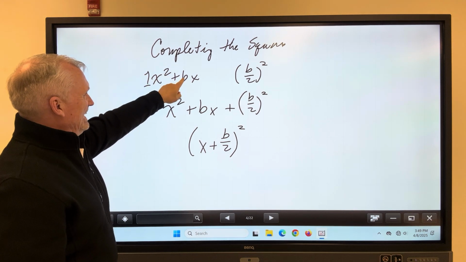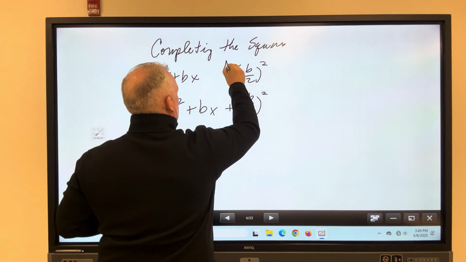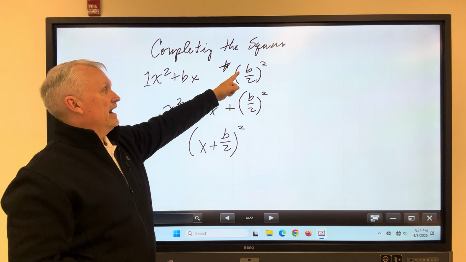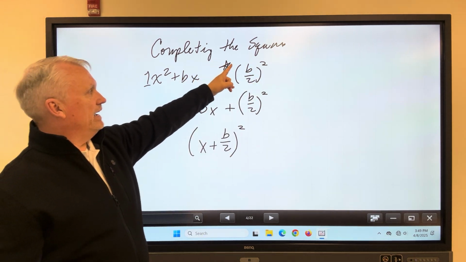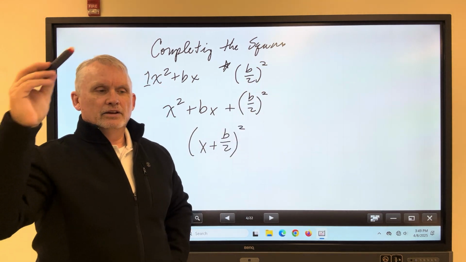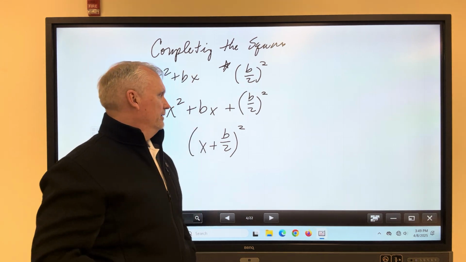Now, b is attached to the x. This is the key to completing the square, because what you do is you divide b by 2 and you square it. Say that again: divide b by 2 and you square it. This does not cancel each other out, by the way. B divided by 2 is different than saying b squared or 2 squared, okay?